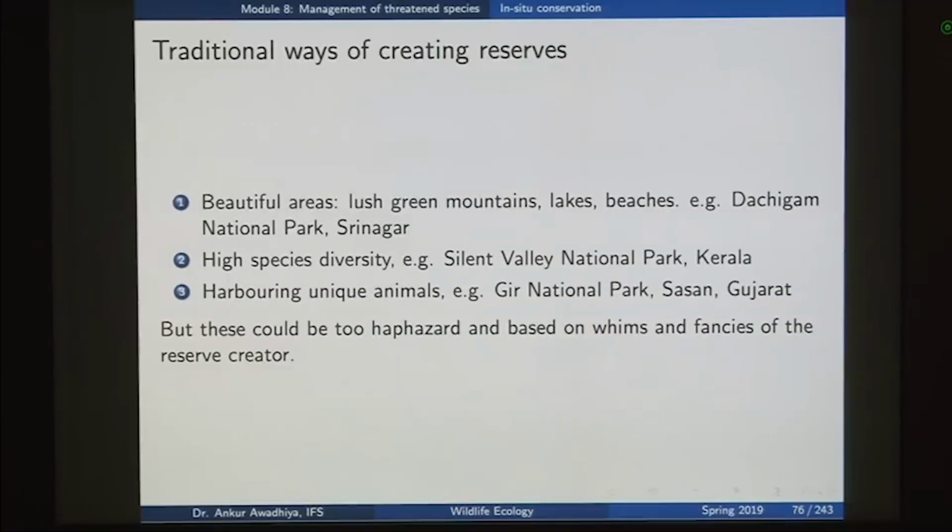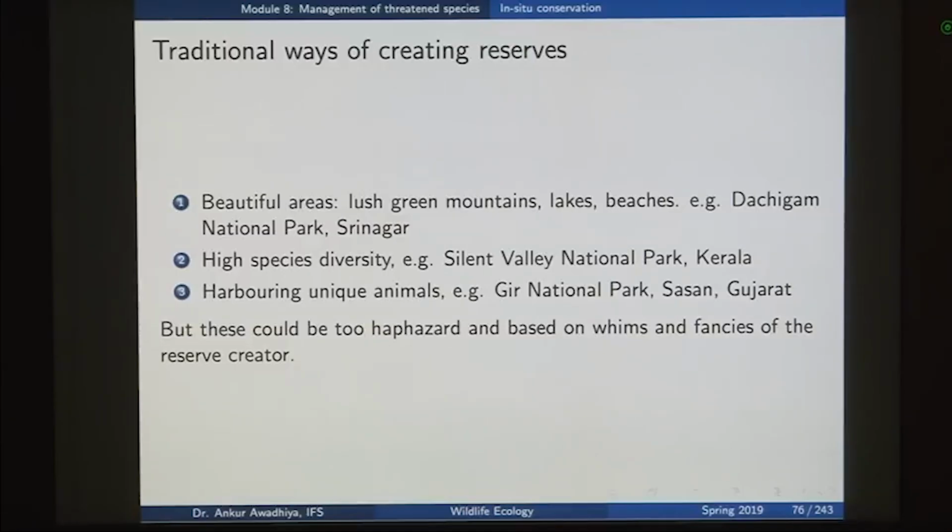Traditionally, reserves have been created in areas that are beautiful, areas that have lush green mountains, lakes, beaches. For example, the Dachigam National Park in Srinagar. It's a very beautiful area. Earlier, when kings wanted to make a reserve, they would choose a very beautiful, serene environment and create a reserve. Or we could create reserves in those areas that have a high species diversity.